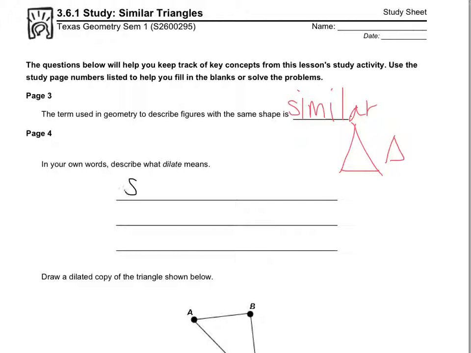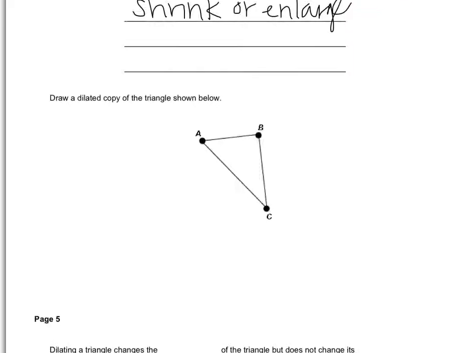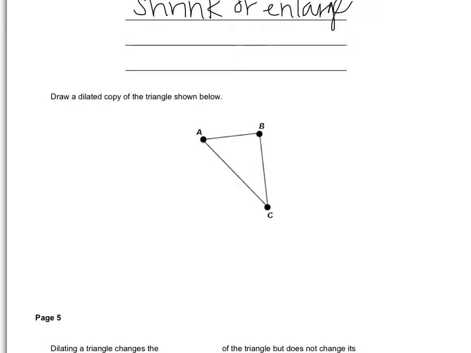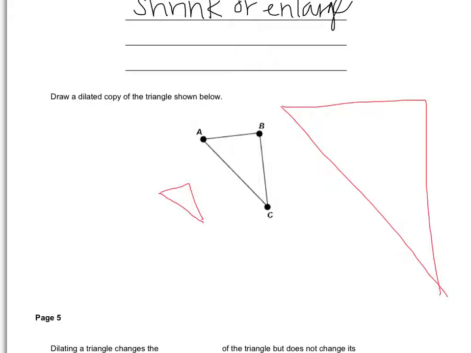And what's happened is that one of them is a dilation of the other one. Dilation means to shrink or enlarge. So if I'm supposed to draw a dilated copy of this triangle, a dilated copy means either a smaller version or a bigger version. So I'm going to draw a smaller version first. It's going to look something like this. Then I'm going to draw a bigger version. And it's going to look something like that.